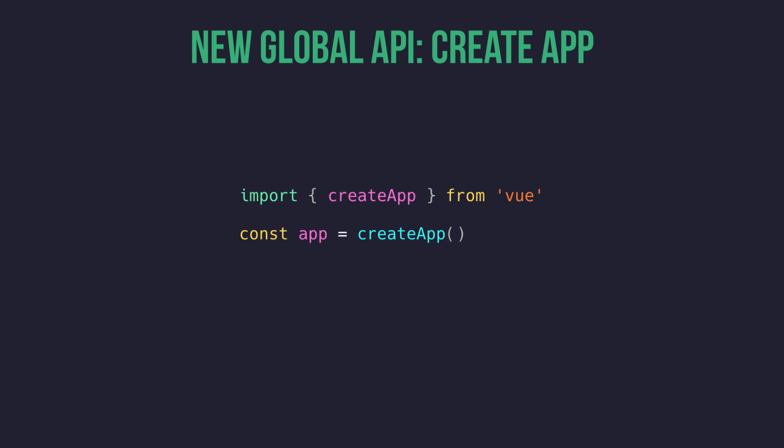So we import createApp from Vue. I'm going to say const app is equal to createApp. And this provides us an app instance. So this is our app context. The entire component tree mounted by the app instance shares this same app context, which provides the configurations that were previously global in Vue 2.x.